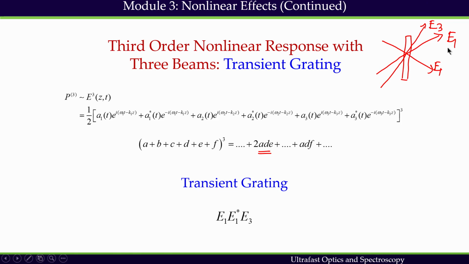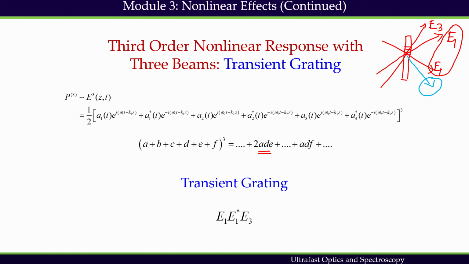Due to this nonlinear process where 2 beams are identical and 1 beam is different, part of this E3 beam will be diffracted back along this way, and this is called transient grating. This diffraction occurs due to the transient grating. I will show the maths which is responsible for this phenomenon, but I'll give you the idea immediately. Coupling of these 2 identical beams creates a transient grating in the medium.